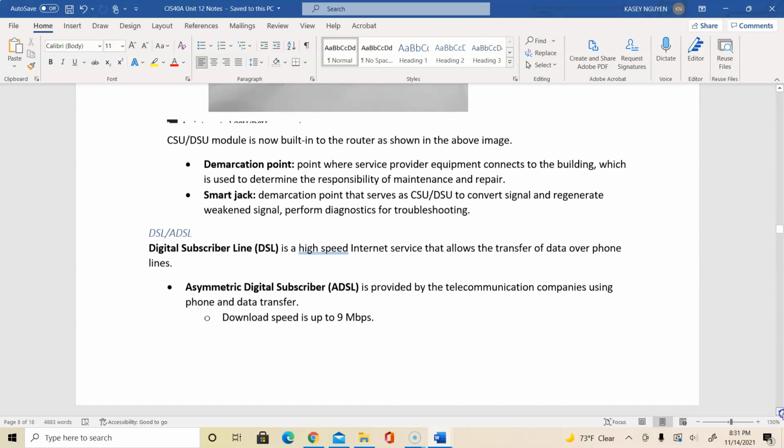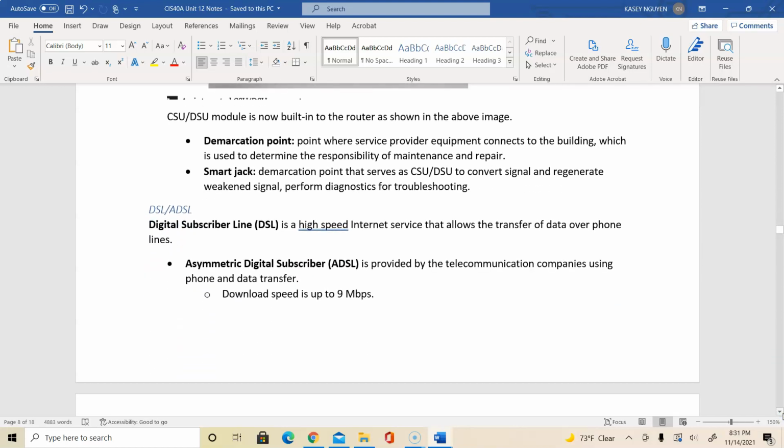Your DSL, digital subscriber line, is DSL. This is used for high-speed internet service that would connect over the phone lines. There are two types of DSL. There's the asymmetric DSL, ADSL, or SDSL, which is symmetric digital subscriber line. The difference between these two is that the asymmetric digital subscriber line uses a different upload speed compared to download speed.